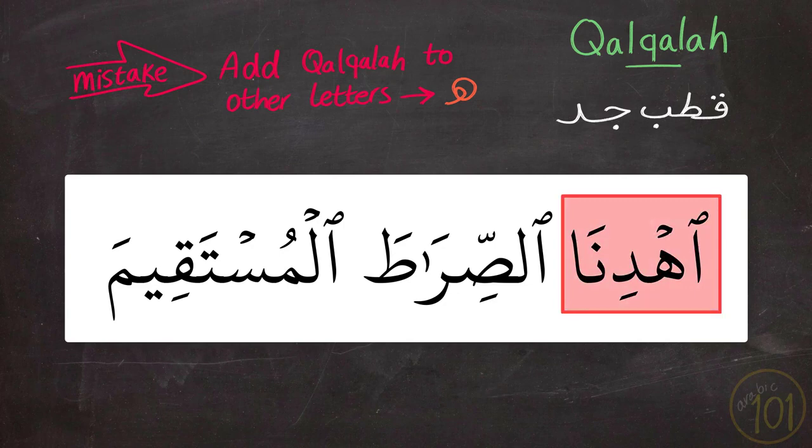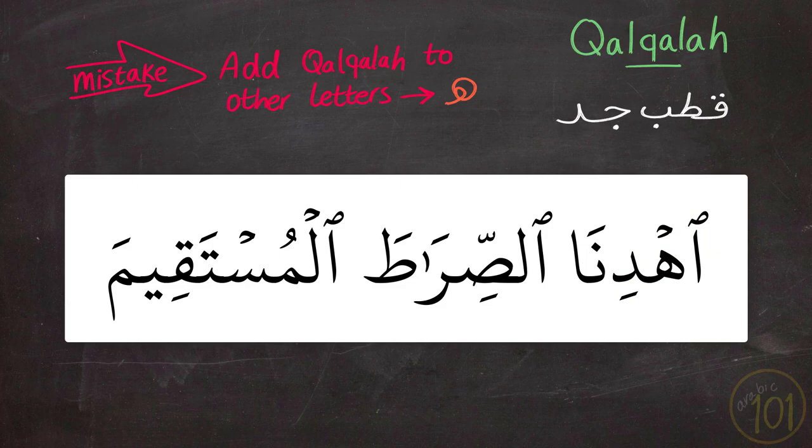اهدنا الصراط المستقيم. So, اهدنا is not correct. اهدنا is a mistake. What we should say is اهدنا. اهدنا الصراط المستقيم. So directly after the ha, there is a dal and that is it.